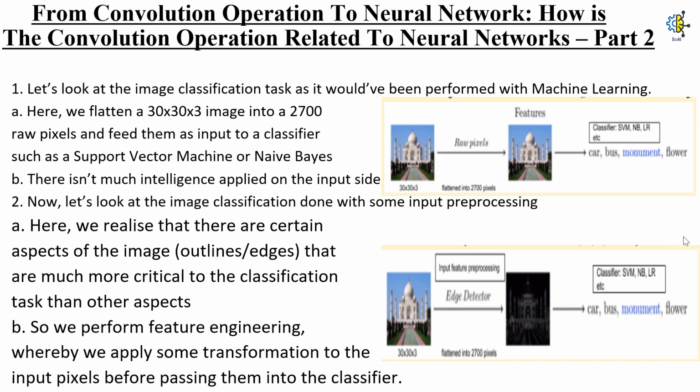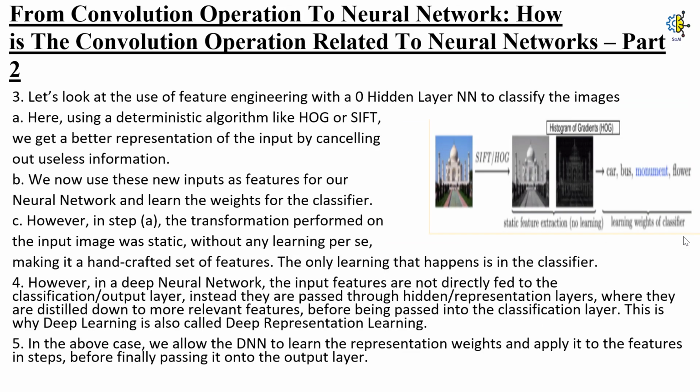Here we realize that there are certain aspects of the image, which are outlines or edges, that are much more critical to the classification task than other aspects. So, we perform feature engineering whereby we apply some transformation to the input pixels before passing them into the classifier. Let's look at the use of feature engineering with the zero hidden layer NN to classify the images.